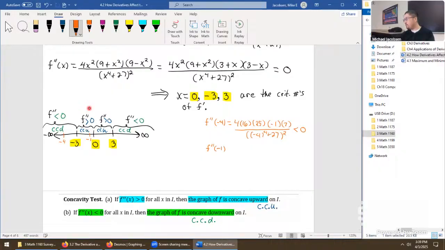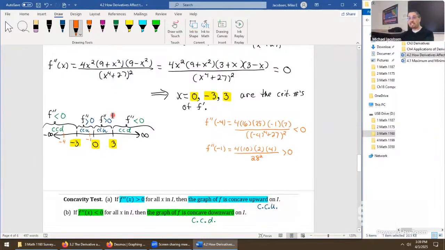F double prime -1 is, here's the second derivative. Up here, that's -1 squared, so just 4. That's 10 now altogether because of the power 2 on x. This will give us a 2. This will give us a 4. And for plugging in -1, any number you plug in down here, it's always positive. This one is going to give us 28 squared. Whole thing is positive as we expected.